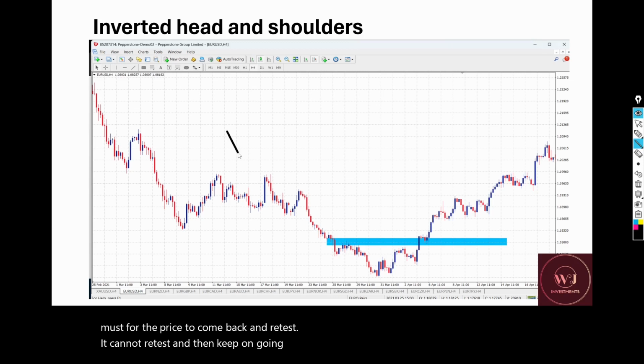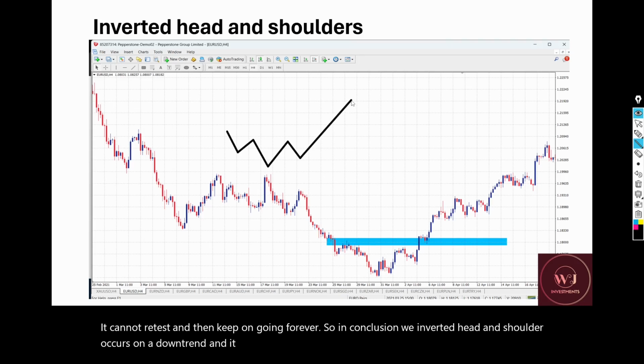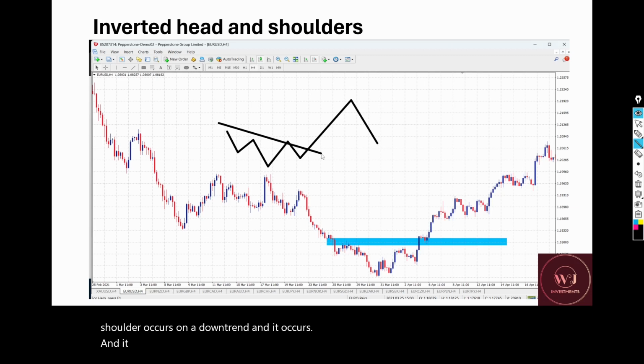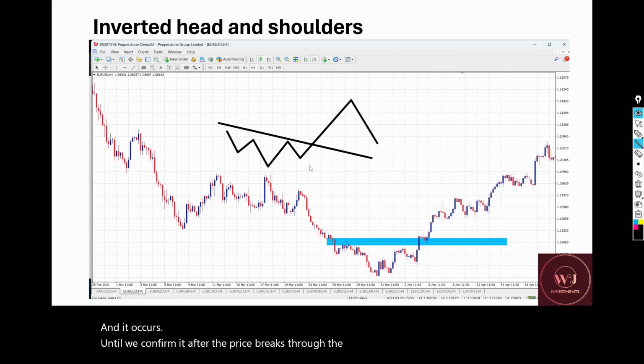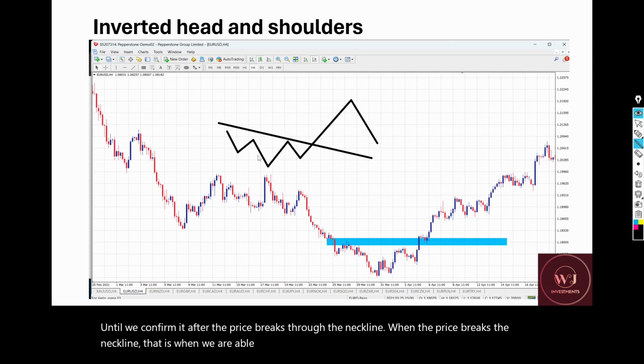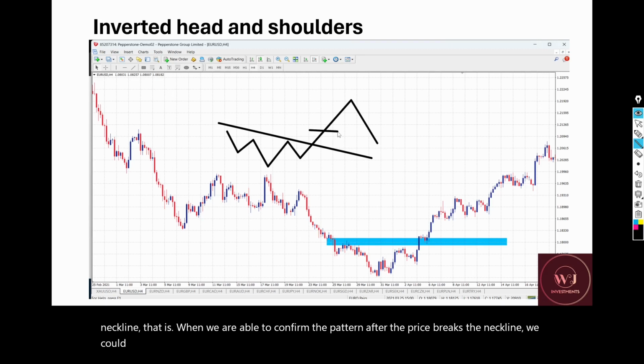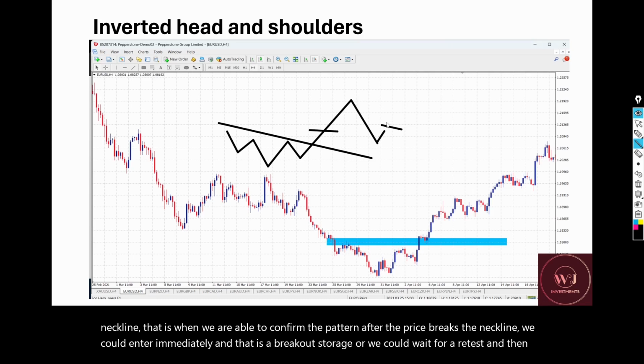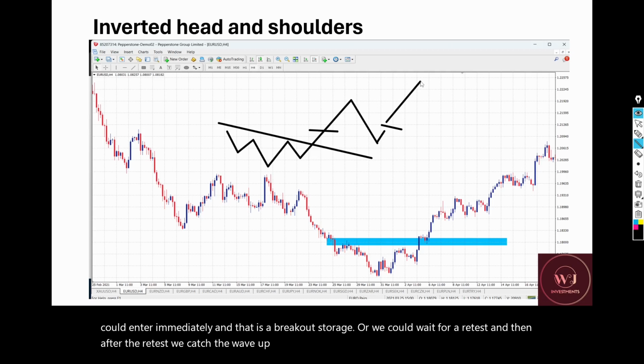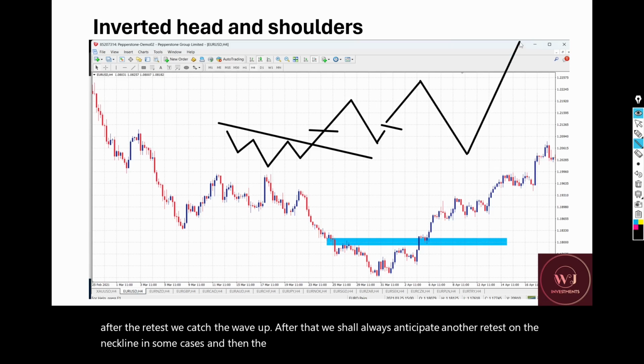So in conclusion, an inverted head and shoulder occurs on a downtrend, and we confirm it after the price breaks through the neckline. When the price breaks the neckline, that is when we are able to confirm the pattern. After the price breaks the neckline, we could enter immediately, and that is a breakout strategy, or we could wait for a retest, and then after the retest, we catch the wave up. After that, we shall always anticipate another retest on the neckline in some cases, and then the price will come and keep swinging higher.